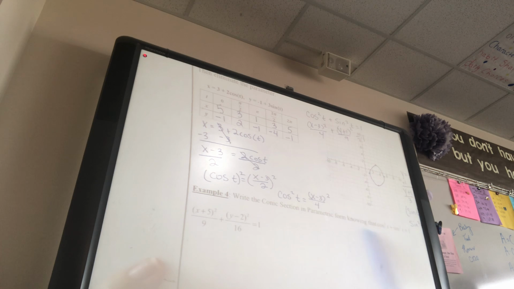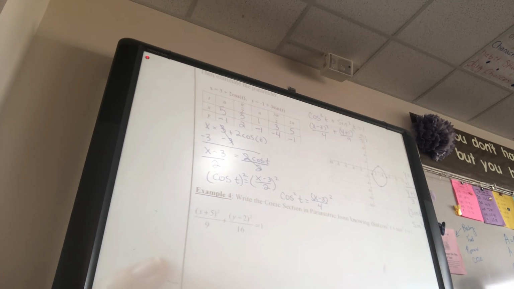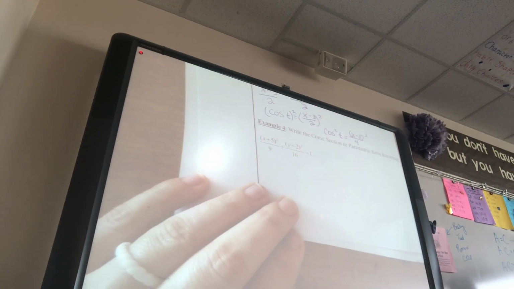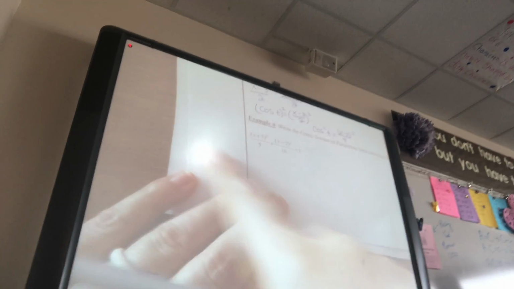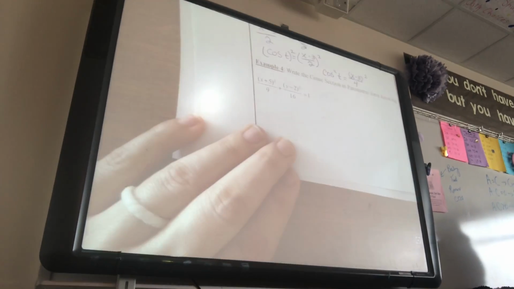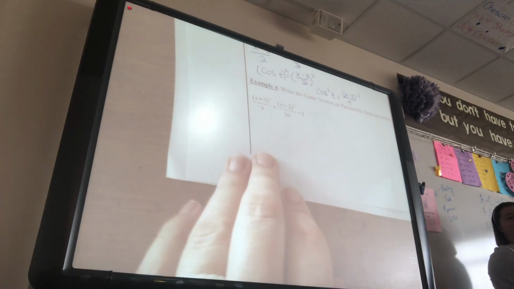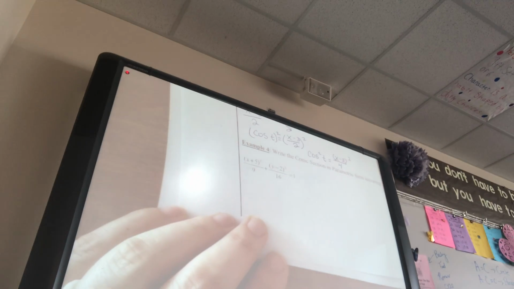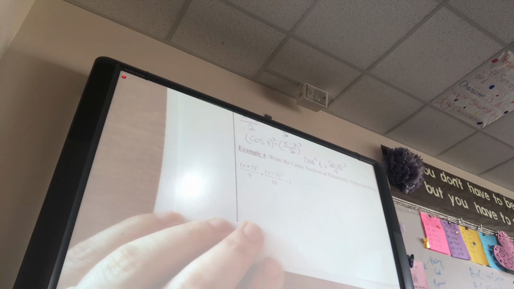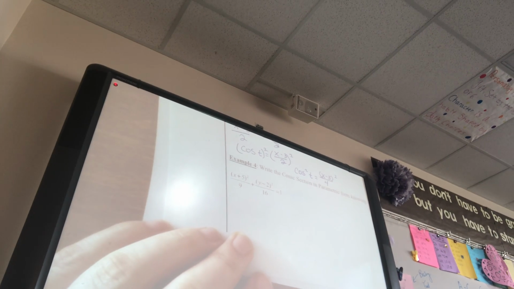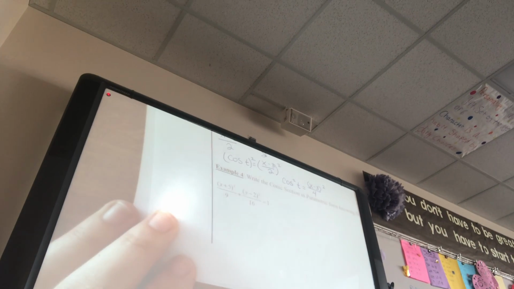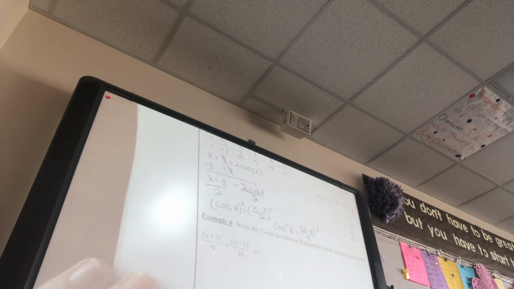So using the fact that cosine squared t plus sine squared t equals 1, let's go from our conic section form, or our rectangular coordinates, into our parametric equations. Go from rectangular coordinates, where you have x's and y's, to parametric equations, where you have x, y's, and t's. We're unzipping the last problem.